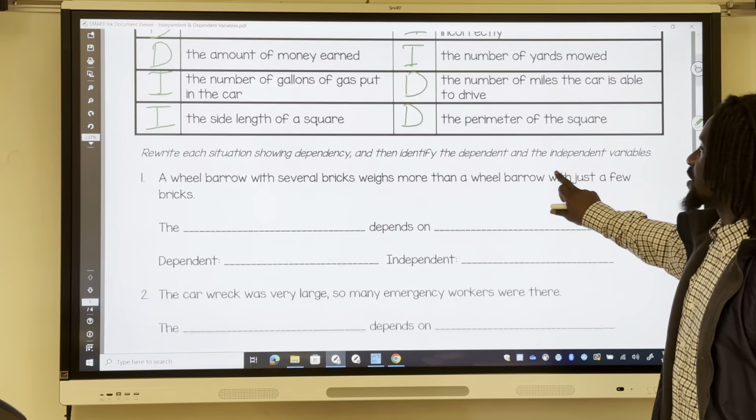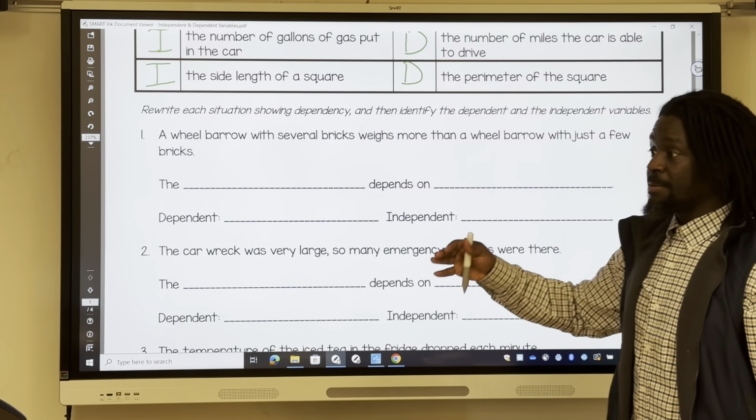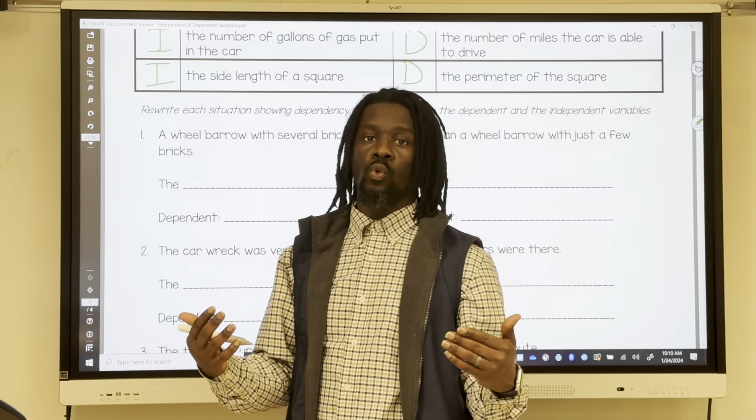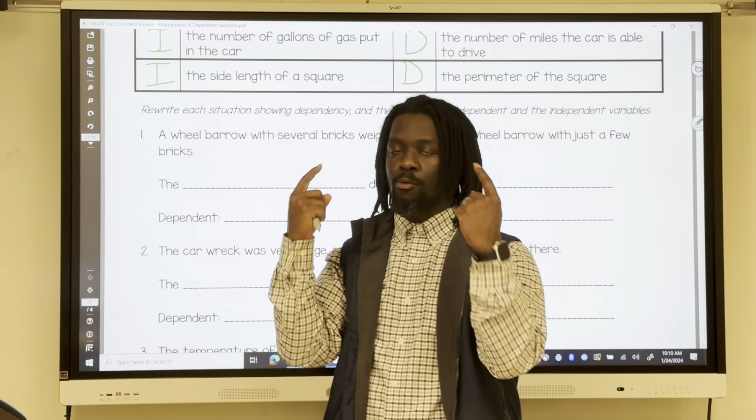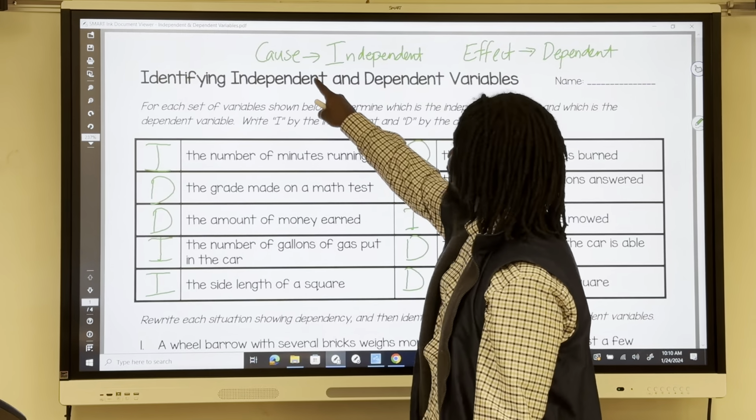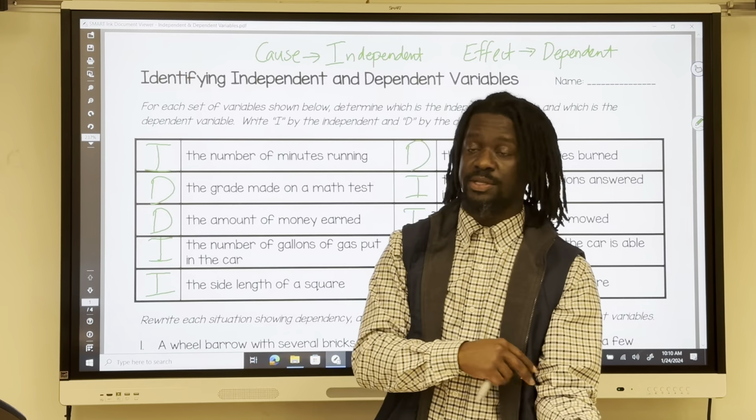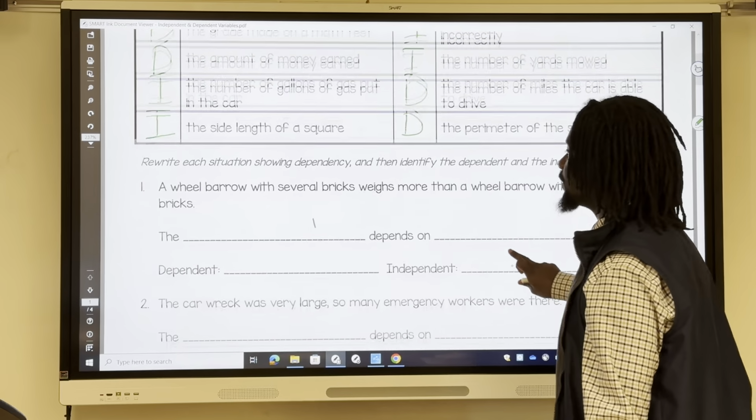Now let's continue. Same thing, but we're just going to look at it in a couple of different formats. Again, I want to remind you: think about what causes the other. Independent causes the dependent.